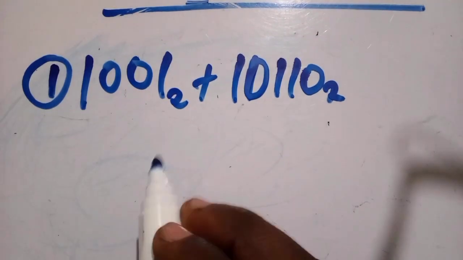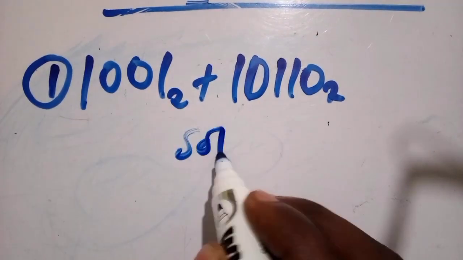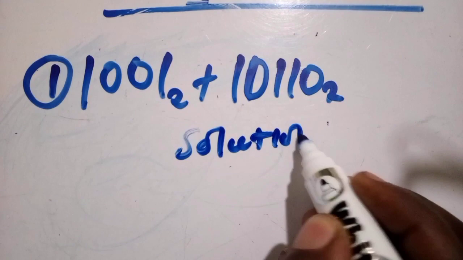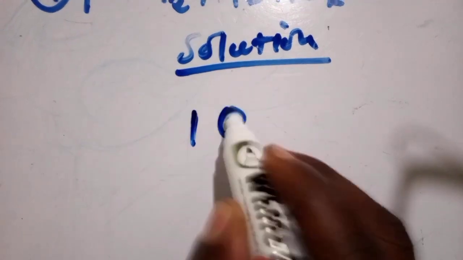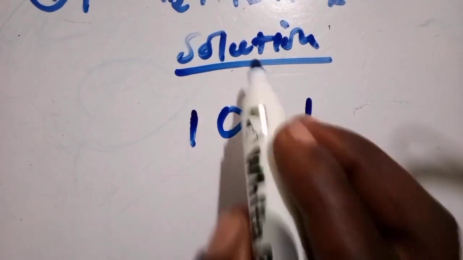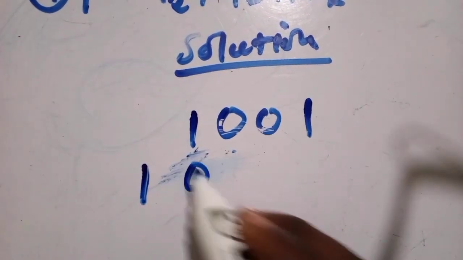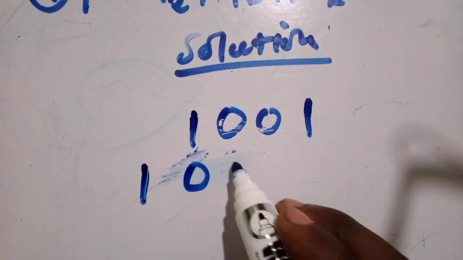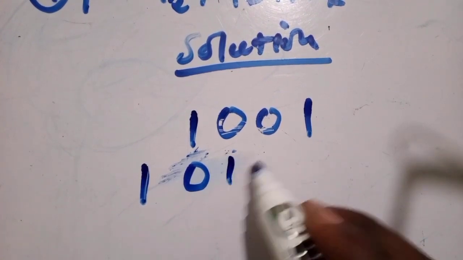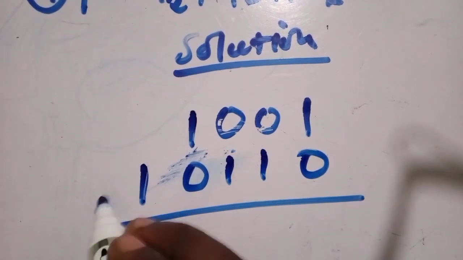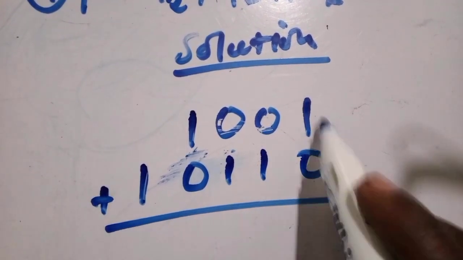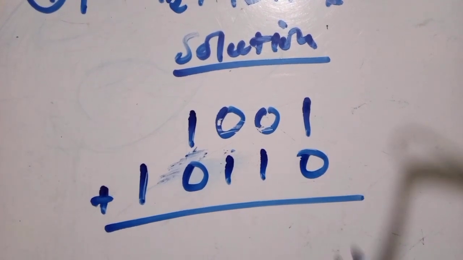So let's get started. For the solution, we have 1001 plus 110. So let's add: 1 plus 0, it is 1.